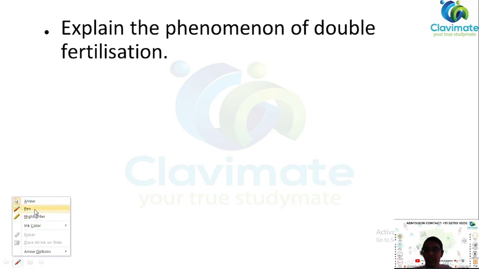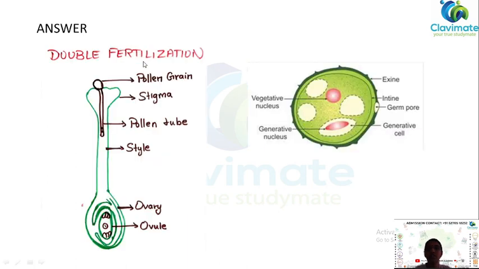The next question is, explain the phenomenon of double fertilization. Here we have a pollen grain. This is the structure of pollen. As you know, pollen will have a vegetative cell, and inside the vegetative cell is the generative cell. This generative cell will usually divide into two to form two generative cells.